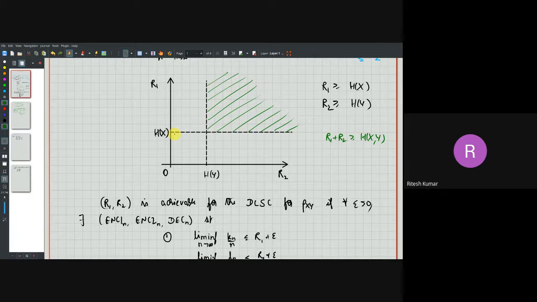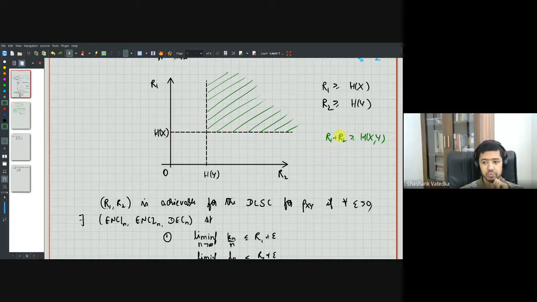Okay. I believe. So let's be careful over here. So we have R1 plus R2 equal to h of x comma y, right? The line which is defined by R1 plus R2 equal to h of x comma y. So when R2 equal to 0, what will R1 be? So R2 is equal to 0. Where will R1 be? It will be less than hy or greater than hy. Less than.